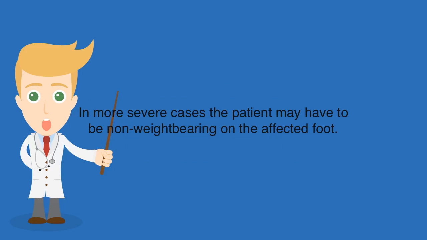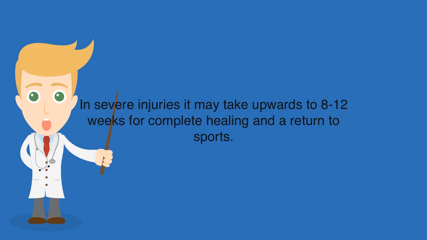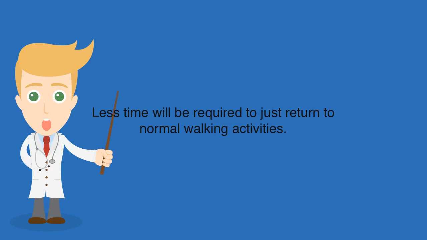In more severe cases, the patient may have to be non-weight-bearing on the affected foot. One of the reasons healing may take longer is due to the chance of misdiagnosis, where the diagnosis of lateral or medial ankle sprain is made, while in actuality it is a high ankle sprain. In severe injuries, it may take upwards of 8 to 12 weeks for complete healing and a return to sports. Less time will be required to just return to normal walking activities.